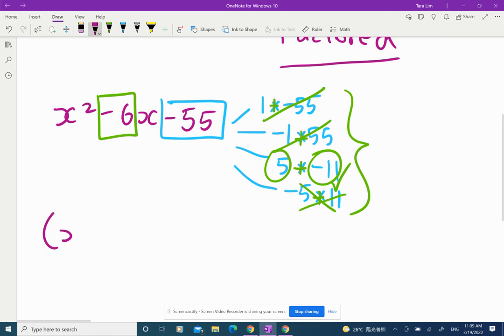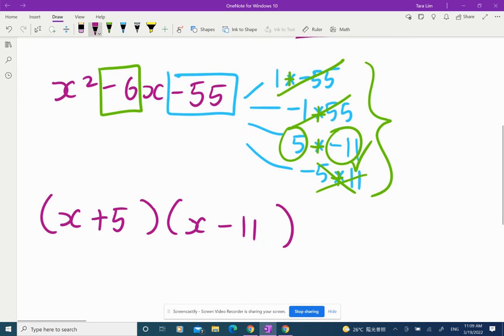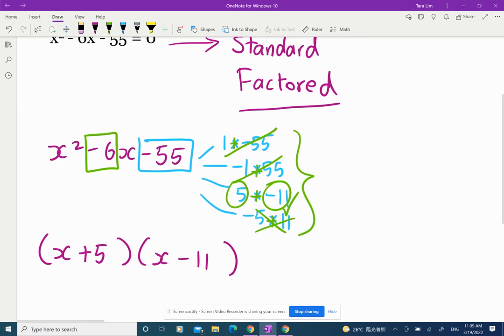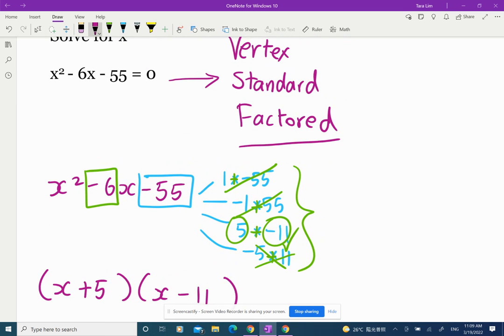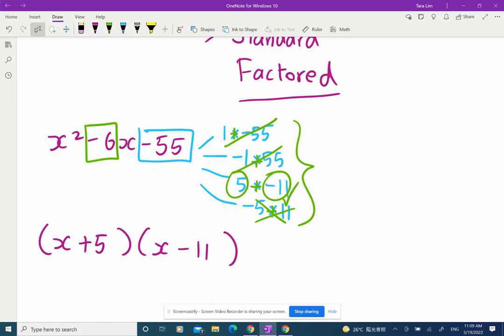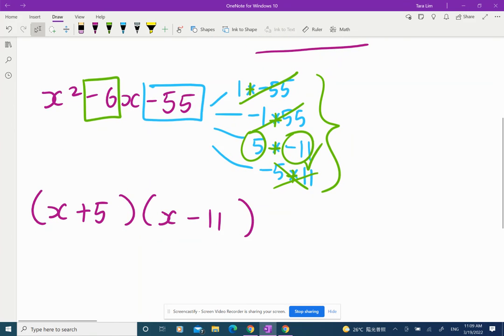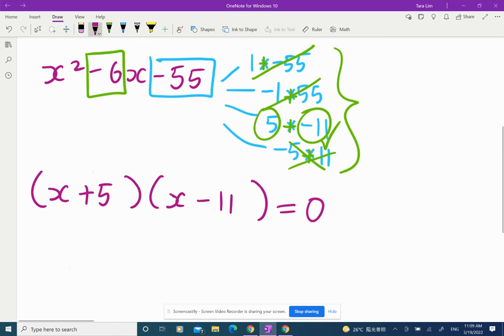Now, like I said before, there are two brackets, and I'm now going to put the numbers in. So we have positive 5, so plus 5, and we have negative 11, minus 11. Now, we want to solve for x, but remember, never expand it because that defeats the whole purpose. If you expand it, it goes back to the standard form, which defeats our purpose of changing the whole equation into factored form. So we don't want to do that. And now this is equal to 0.